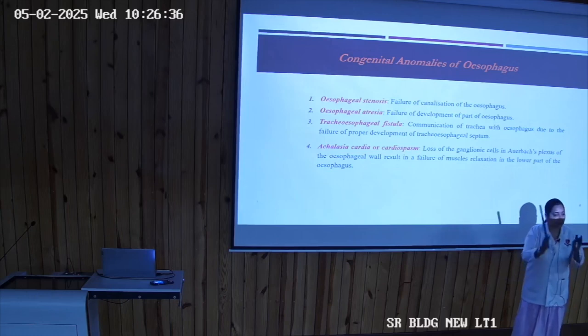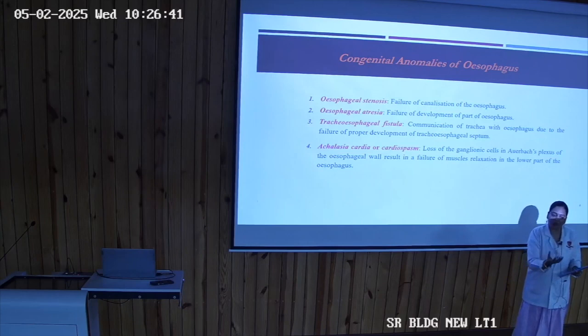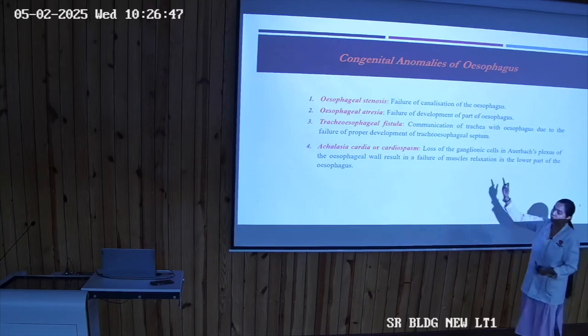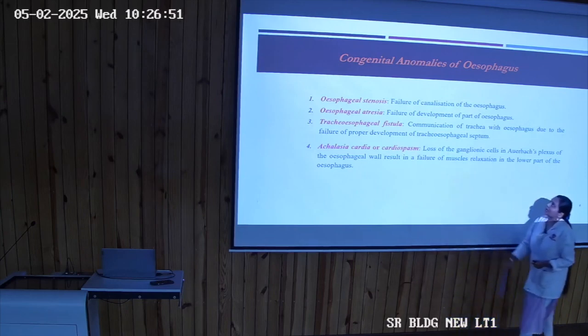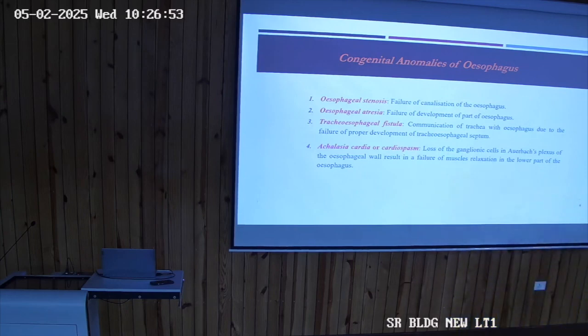Okay, the whole tube is filled, obliterated by the epithelial tissue, and then there is formation of spaces and again it is canalized. A canal forms inside it. That is canalization of the esophagus. Now, esophageal atresia: failure of the formation of part of the esophagus.